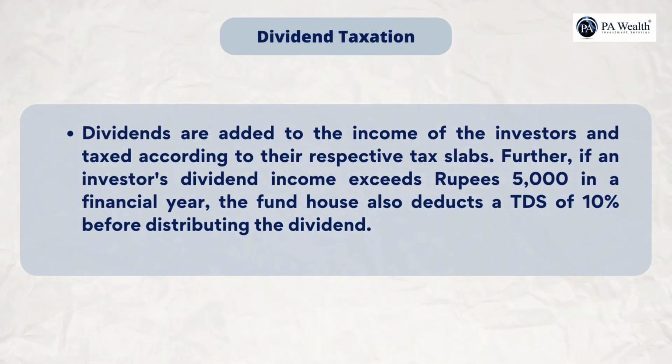Second, dividend taxation. Dividends are added to the income of the investors and taxed according to their respective tax slabs. Further, if an investor's dividend income exceeds Rs 5,000 in a financial year, the fund house also deducts a TDS of 10% before distributing the dividend.